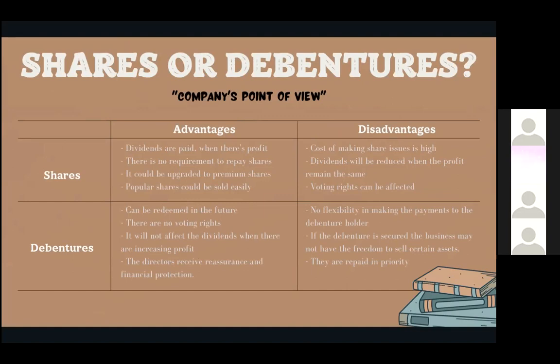The debentures' advantages are that they can be redeemed in the future. There are no voting rights. It will not affect the dividends when profit is increasing, and the directors receive reassurance and financial protection. While the disadvantages are no flexibility in making the payments to the debenture holder. If the debenture is secured, the business may not have the freedom to sell certain assets. They are repaid in priority.